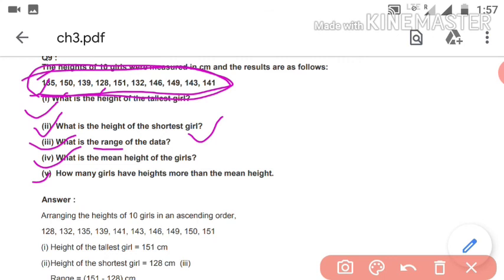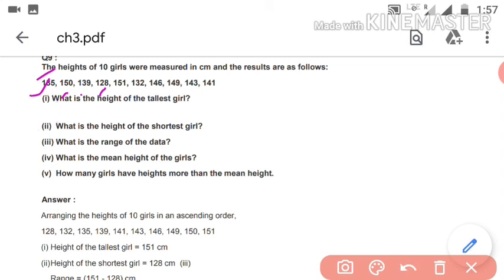Now 5, how many girls have height more than the mean height? Now again what will you do? You will compare the mean with all the heights of the girls, and you will see for how many girls the height is greater than the mean value. So you will find it. I hope you will do this one. This question I will give you as homework.